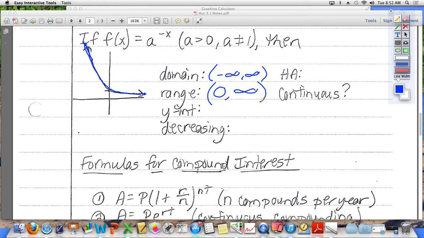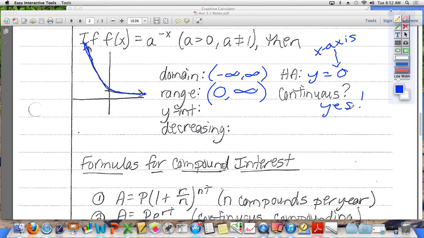Perfect time to talk about the horizontal asymptote. Is there a horizontal asymptote? Yes, there is. What is the horizontal asymptote? Y equals 0. It's the x-axis again. Again, hopefully you guys are noticing some similarities between the two situations. Is the graph continuous? Does it go on and on? Yes. It doesn't have any asymptotes or anything like that. So yes, the graph is definitely continuous.